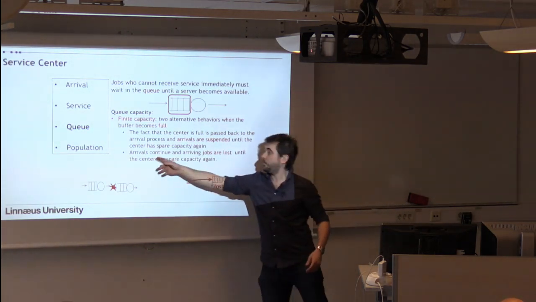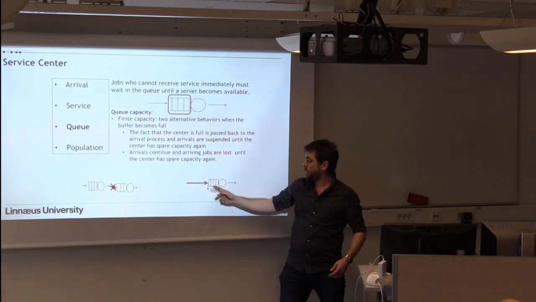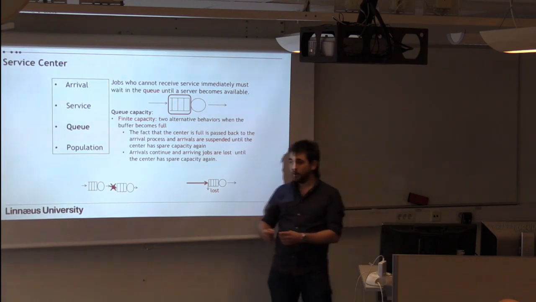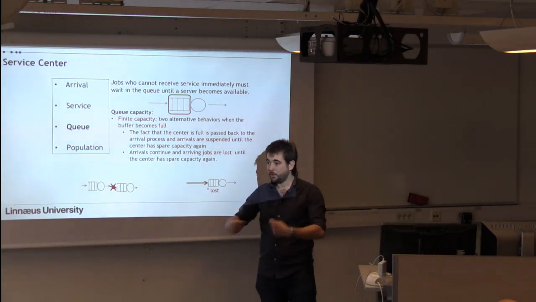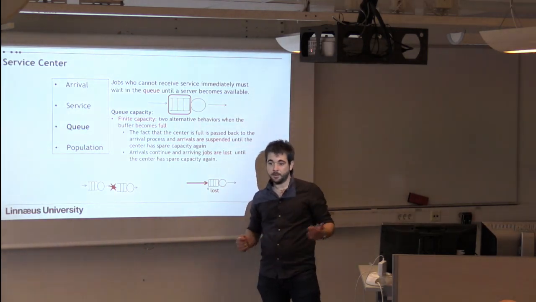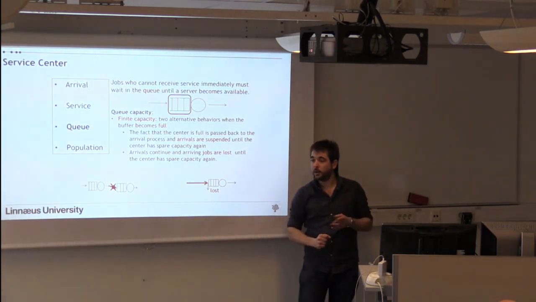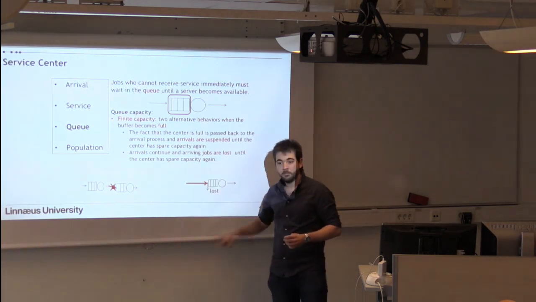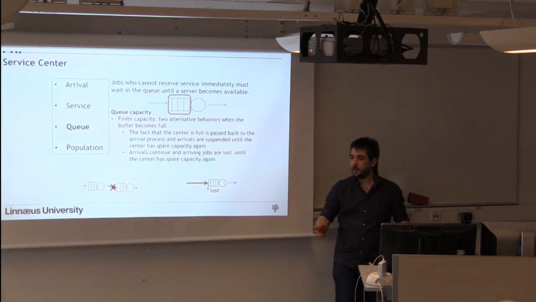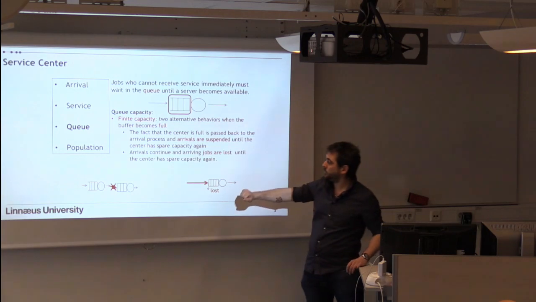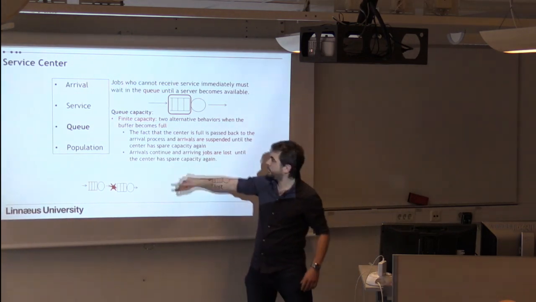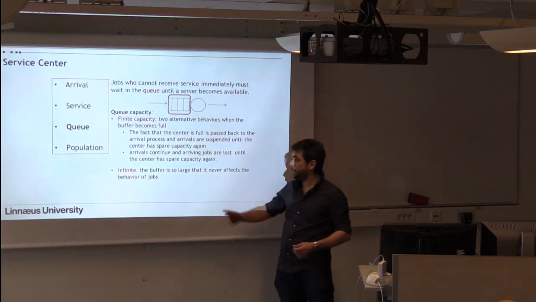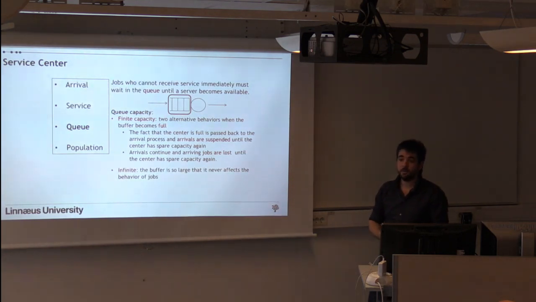And the alternative behavior is that when an arrival arrives and the queue is full, the job is lost. This happens in routers. For instance, if the queues of a router are full and more incoming requests arrive, they are discarded. So the one who has sent it will have some timeout, and the sender will realize that it has been lost. But I don't notify anybody and I don't block anybody. So these are the 2 behaviors when the queue is finite, or if the queue is so long, the buffer is so large that it never affects the behavior of jobs, we assume that it's infinite.